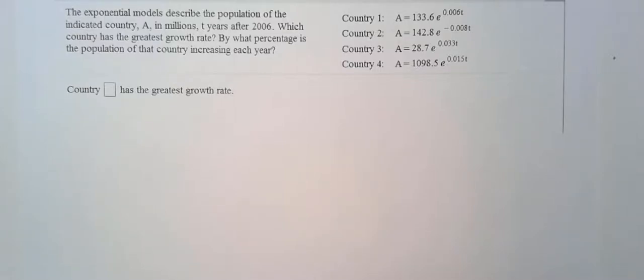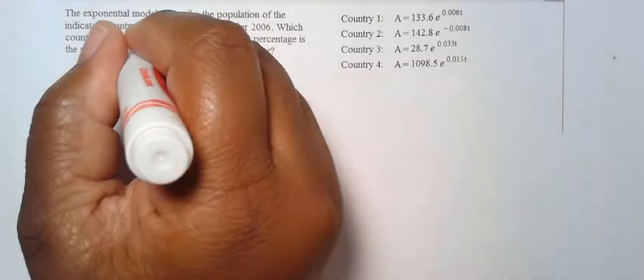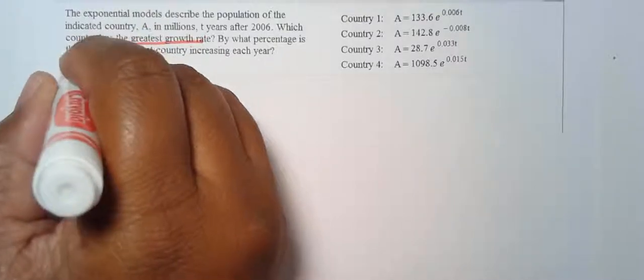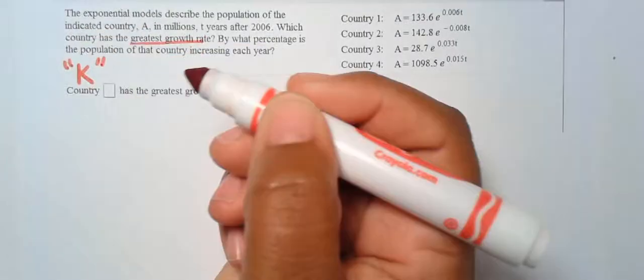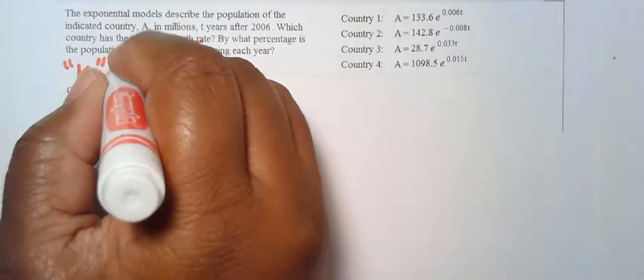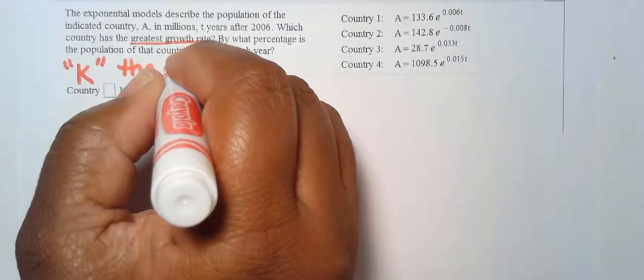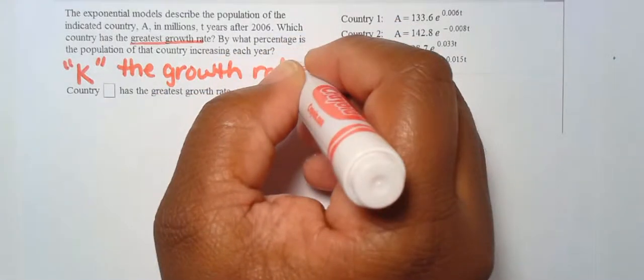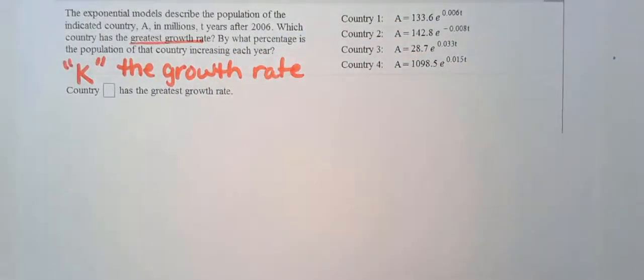So we want to find the growth rate. That's what we're looking for. Which country has the greatest growth rate? And remember that k, whatever we call k, when it's positive, it represents the growth rate. So we need to look at each country here.